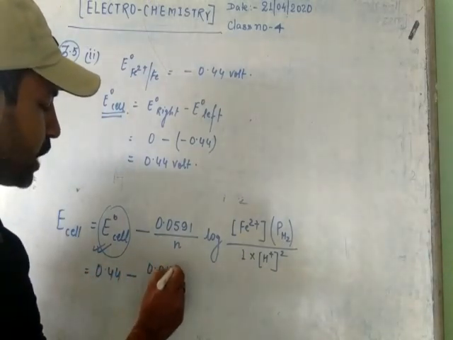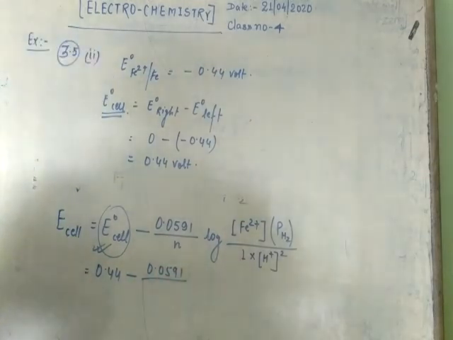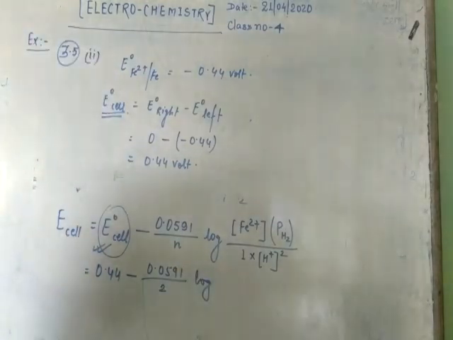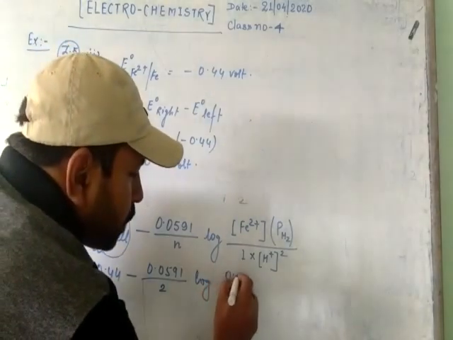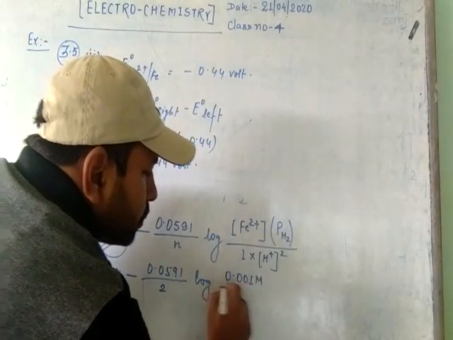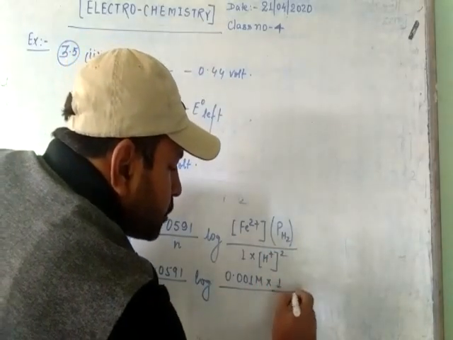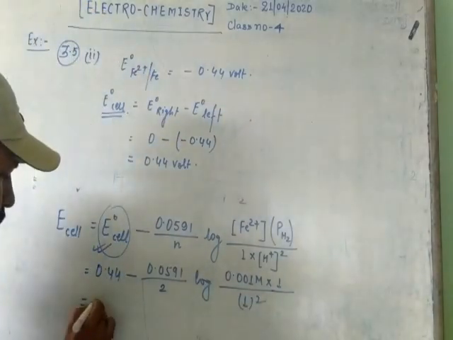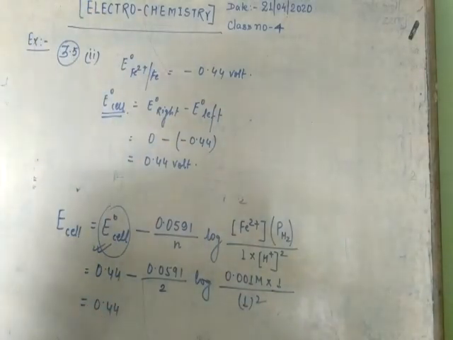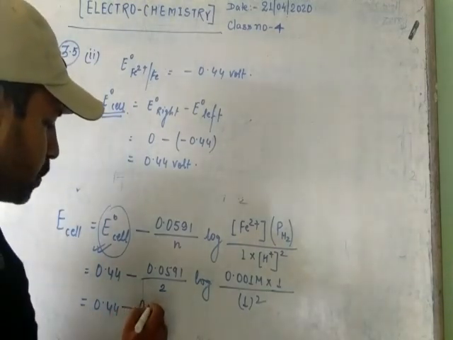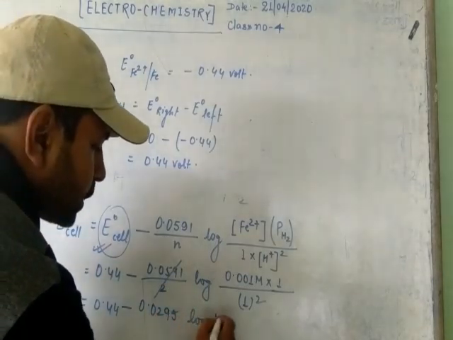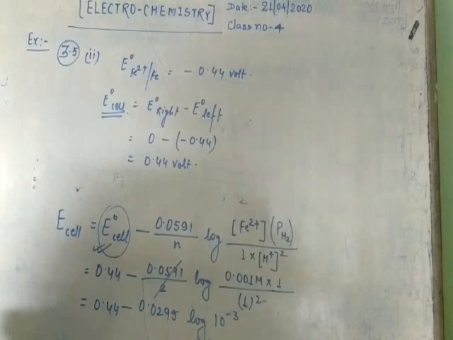Putting these values, now we calculate 0.44 minus 0.0591 by how many electrons are transferred, students? 2 electrons are transferred. 2 log, Fe2+ concentration, students, how much? 0.001 M, pressure is 1 bar, and H+ concentration is 1 squared. Now 0.44 minus 0.0295 log 10 to the power minus 3.